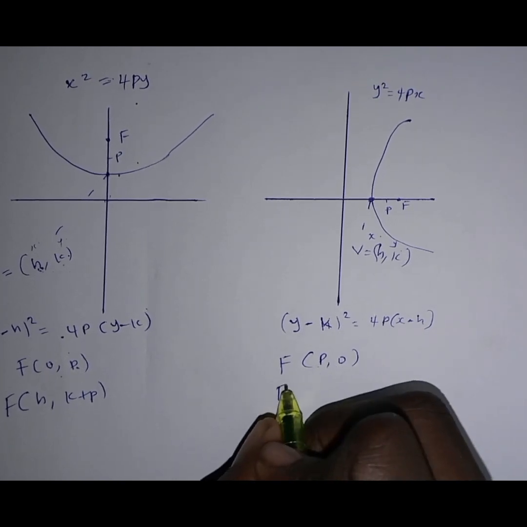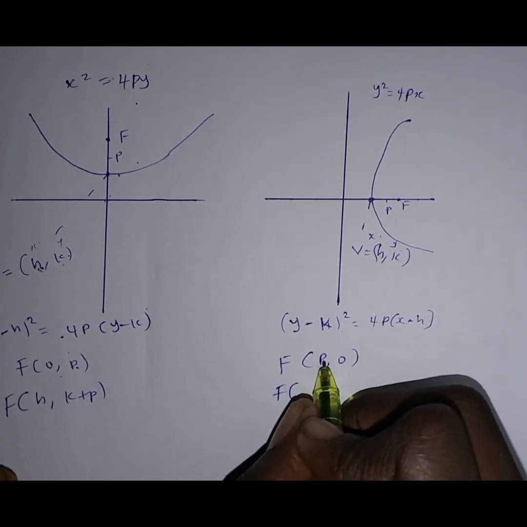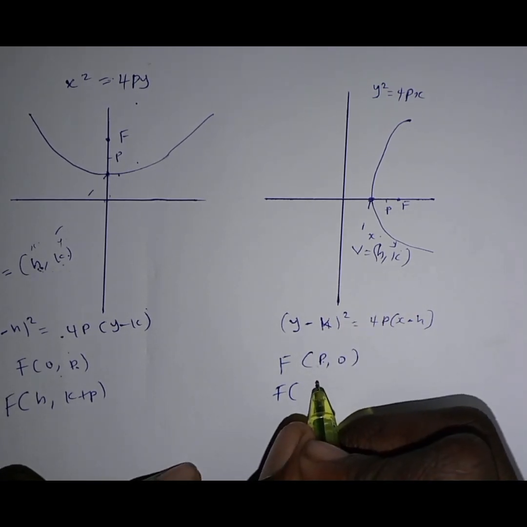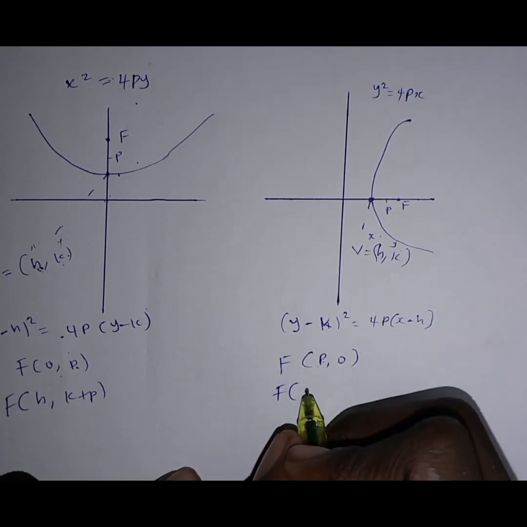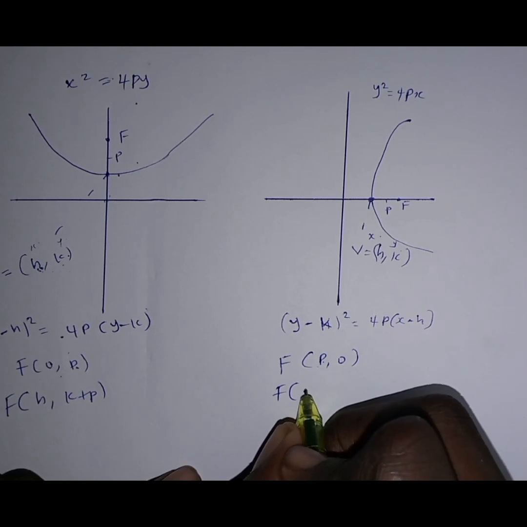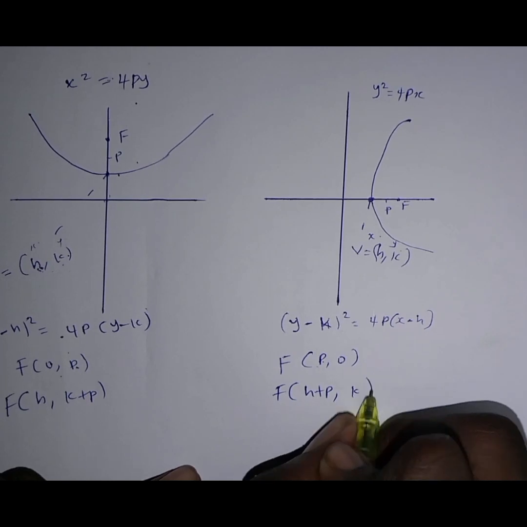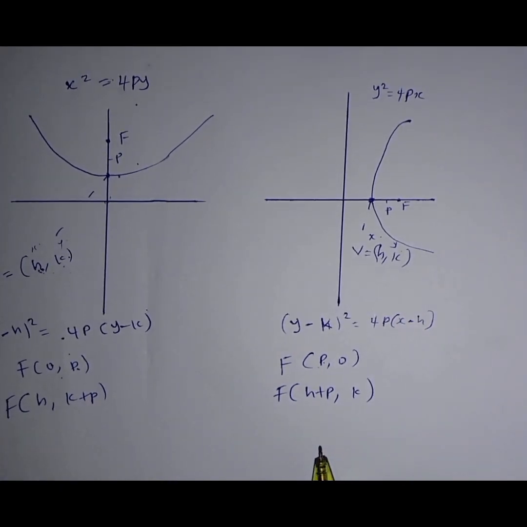So therefore the focus will now become (p plus h) to become h plus p comma k. So this is what the focus will look like.